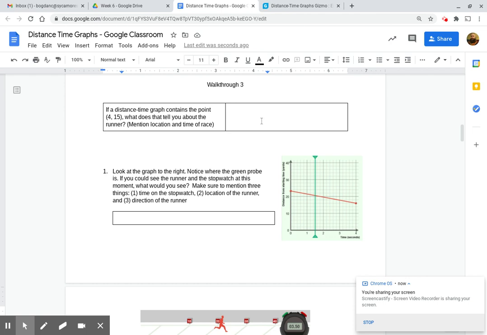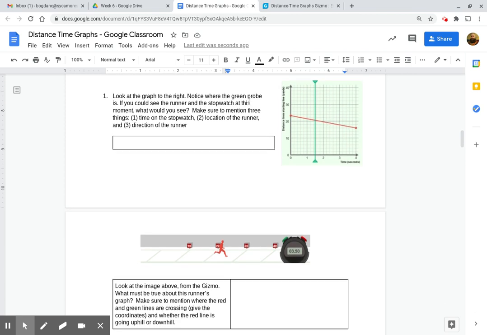All right, this first question, we don't even have to look at the graph or the gizmo. If a distance time graph contains the point 4, 15, what does that tell you about the runner? And I told you here to mention the location and the time of race. So all you have to do is say at blank seconds, the runner was at the blank yard line. That's all you have to say.